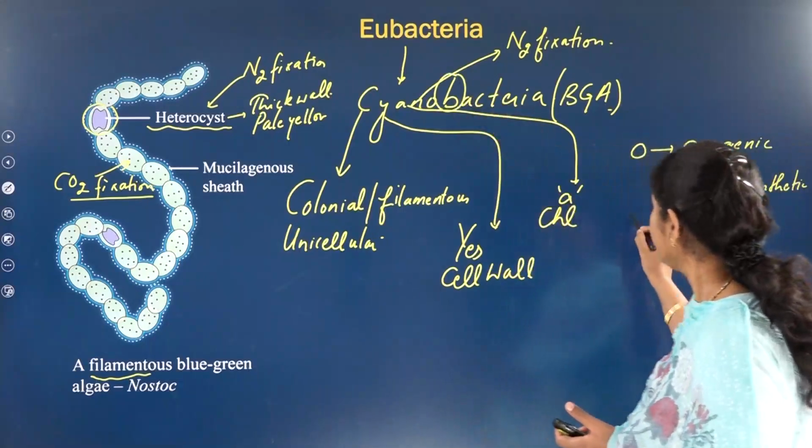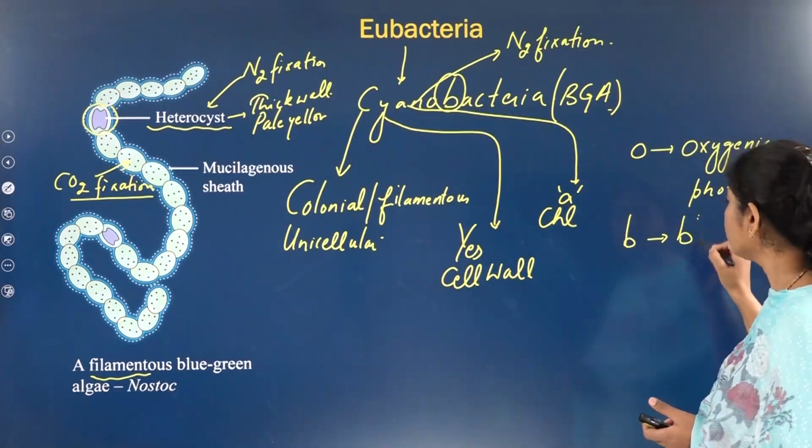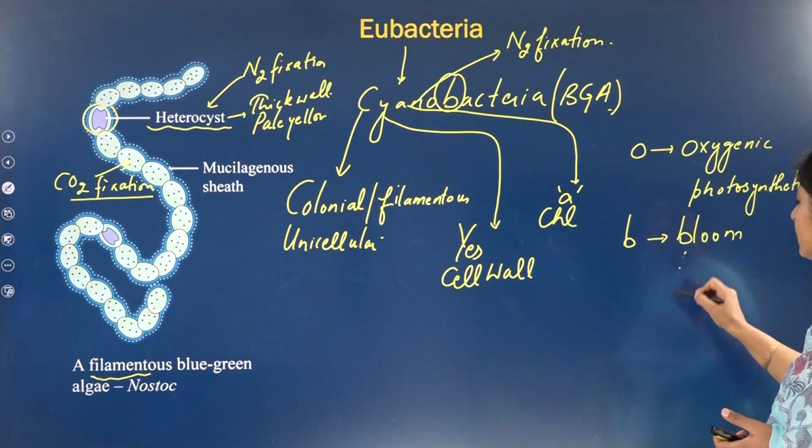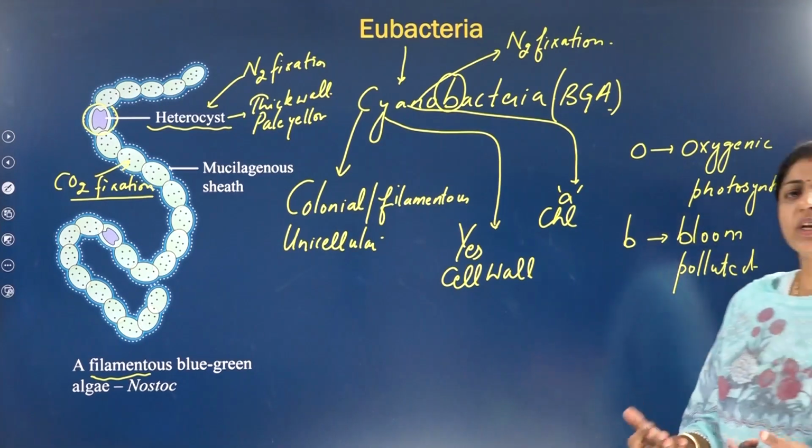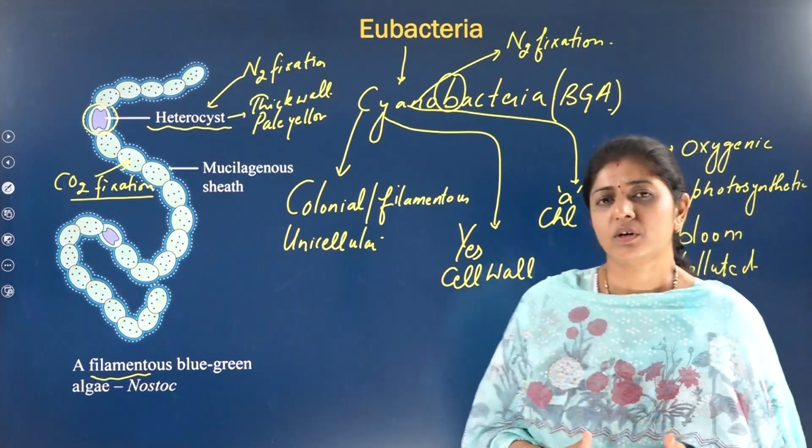B, I want to say here, means they bloom more in which type of water? Polluted water. You will find they flourish more in polluted water, right?